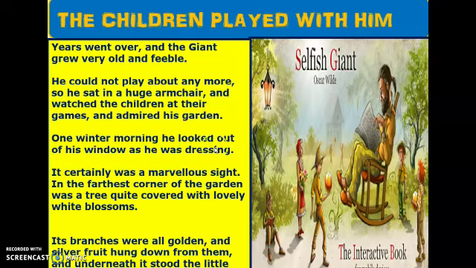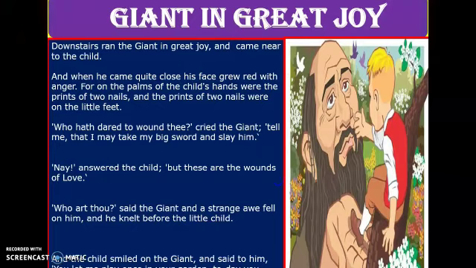One winter morning, he looked out of his window as he was dressing. It was certainly a marvelous sight. In the farthest corner of the garden was a tree quite covered with lovely white blossoms. Its branches were all golden, and silver fruit hung down from them, and underneath it stood the little boy he had loved. So he was happy to see this little boy standing under the tree. Now the giant was very happy.